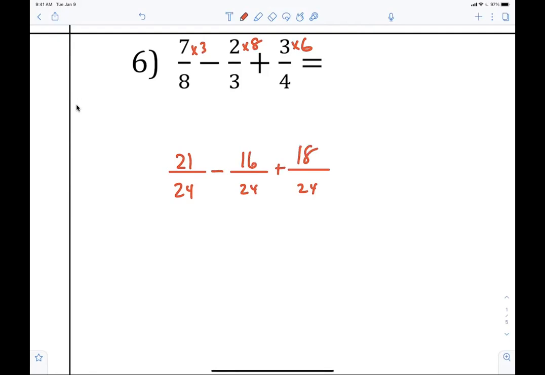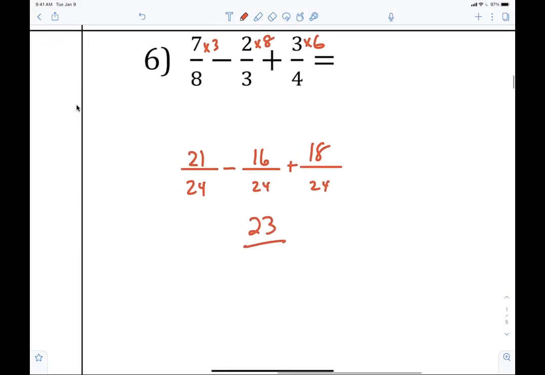Oh, I still have not come up. Well, we're waiting. Yes. 23 over 24 is beautiful work. 23 over 24.